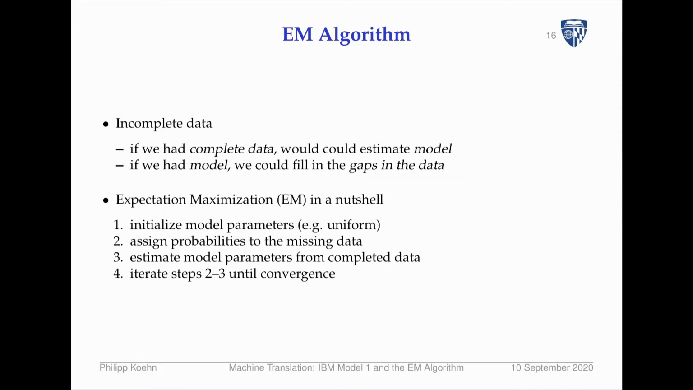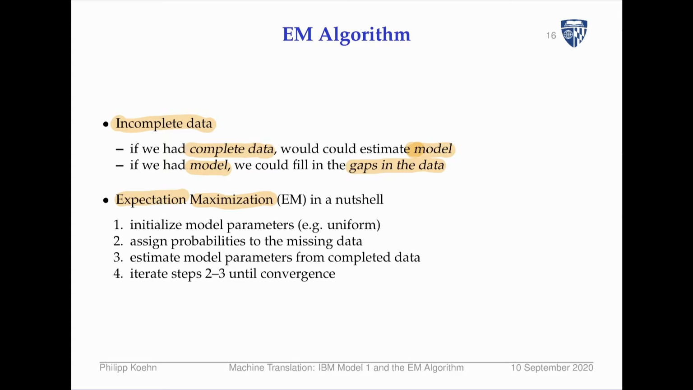So this is exactly the setup for the EM algorithm that deals with incomplete data. In general terms, if we had complete data, we could estimate the model. In our case, if you not only had the parallel sentences and the words in them, but also the alignment links, you could easily estimate the model. On the other hand, if we had the model, you could fill in the gaps in the data. EM stands for expectation maximization, and it breaks the algorithm into two steps, the expectation step and the maximization step.